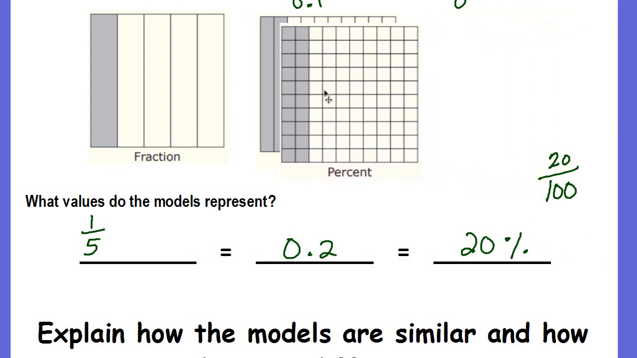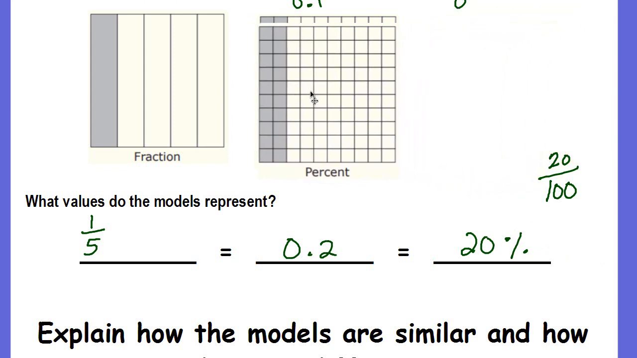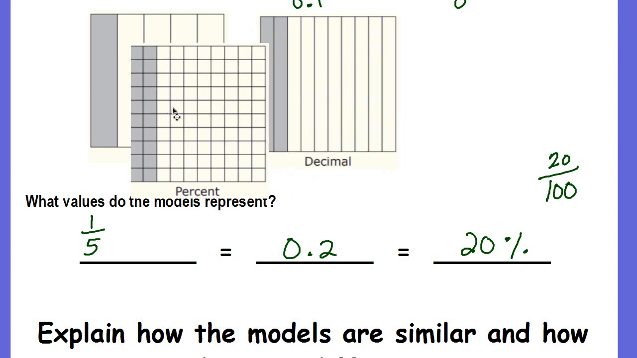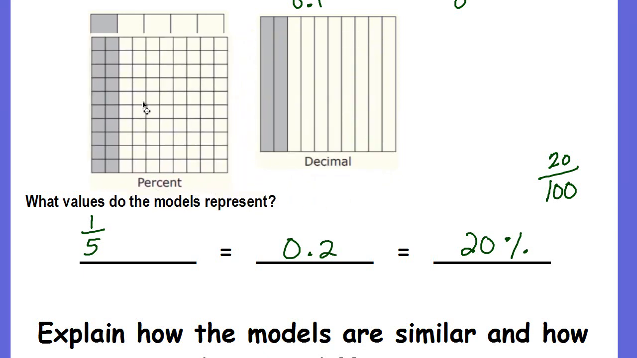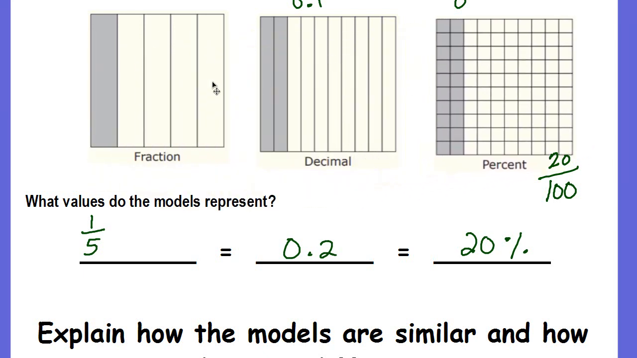Again, I can compare my model. Here, my decimal and percent are the same. Move it over here, my fraction and my percent are the same. These three forms all show the same equivalent amount. So 1/5 is equivalent to 2/10, and both of them are equivalent to 20%. This is an equivalent fraction, decimal, percent.